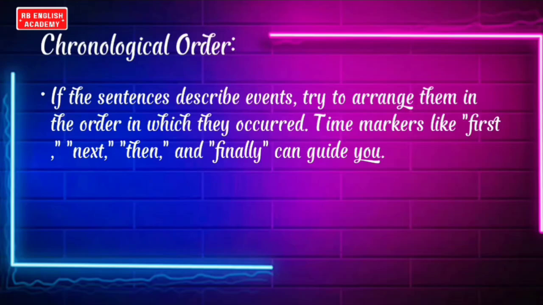And the next tip is chronological order. If the sentences describe events, try to arrange them in the order in which they occurred. Time markers like first, next, then, and finally can guide you. For example, if it is a story, it will follow some chronological order. So, based on these clues, we can arrange it in order.